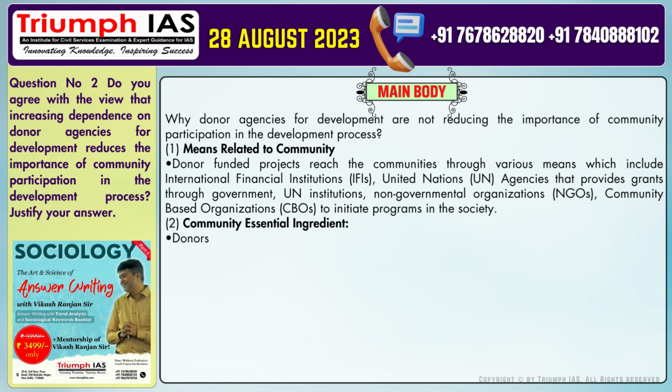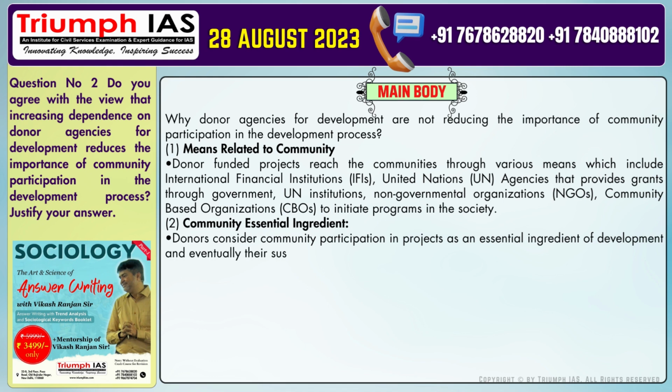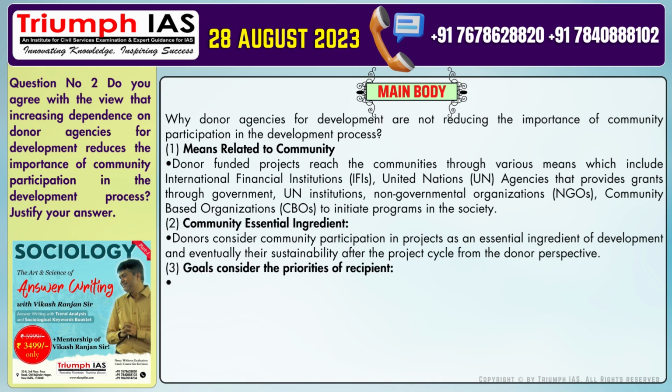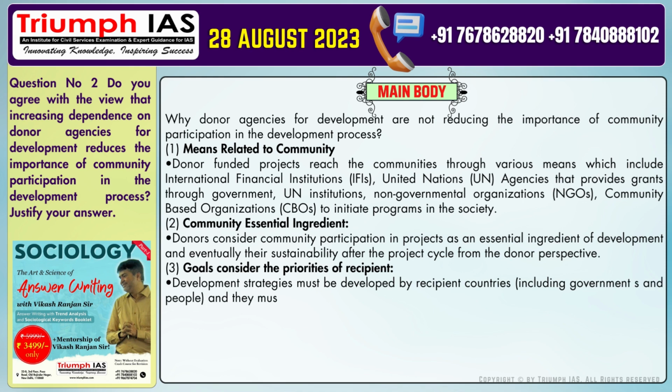Number 2, community essential ingredient. A. Donors consider community participation in projects as an essential ingredient of development and eventually their sustainability after the project cycle from the donor perspective. Number 3, goals consider the priorities of recipient. A. Development strategies must be developed by recipient countries, including governments and people, and they must reflect the priorities of the recipients rather than those of donors.